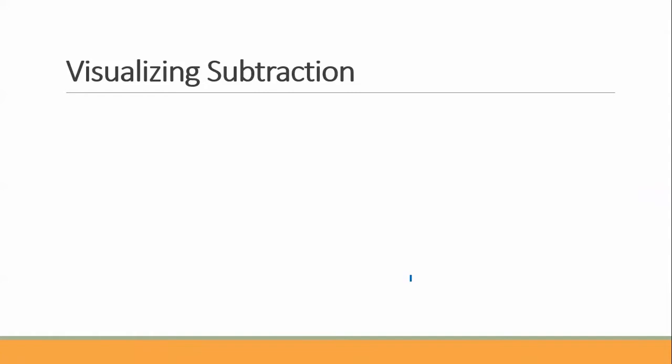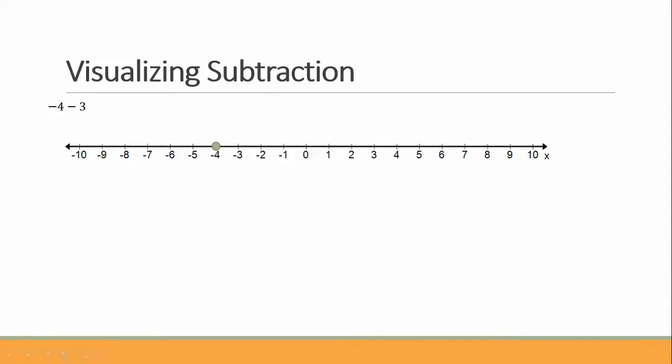Another one to visualize is negative 4 minus 3. So we're starting at negative 4 and we're subtracting 3. So negative 4 minus 1 minus 2 minus 3, and we have negative 7.